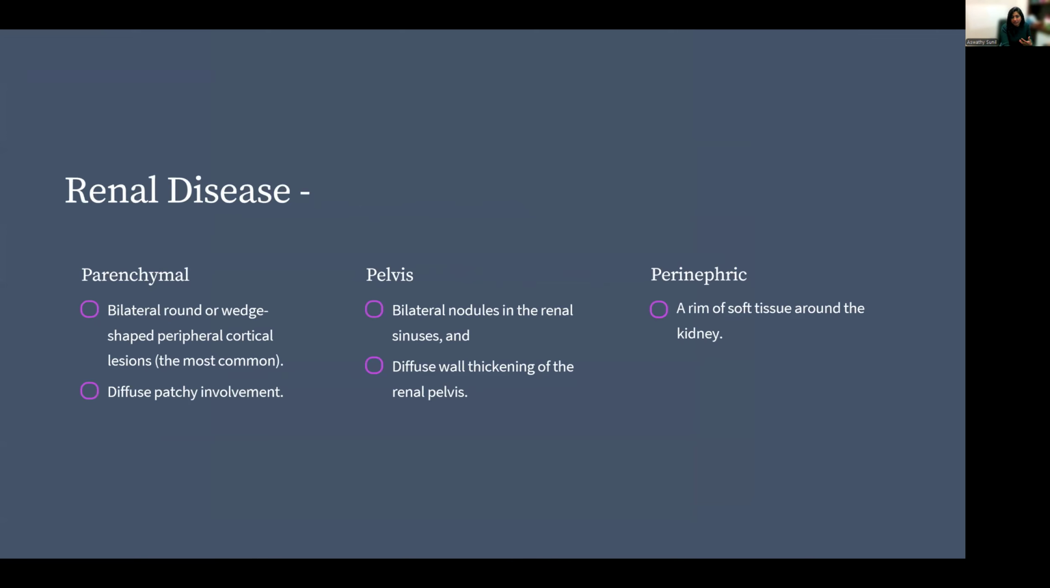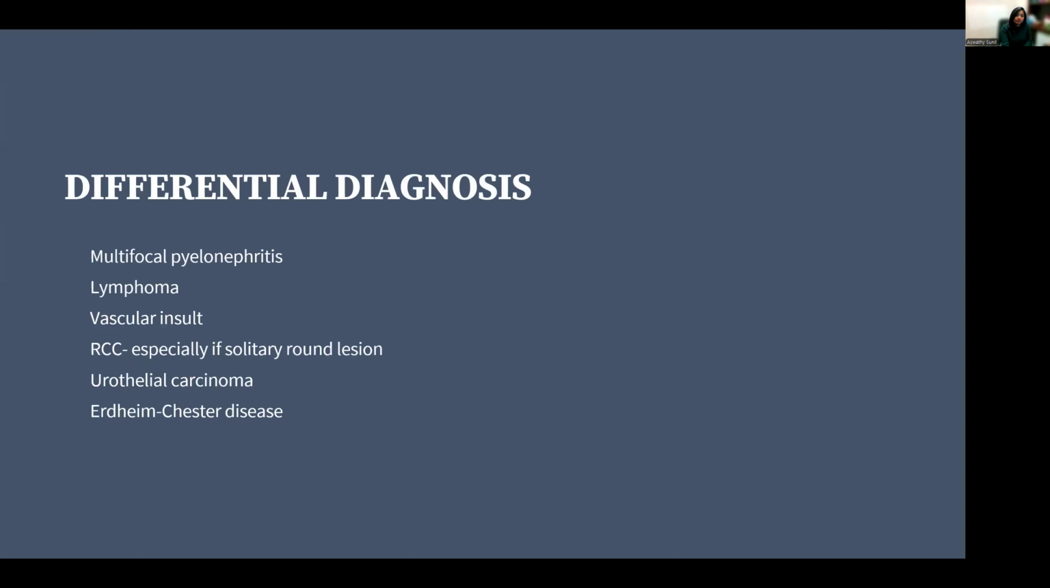It can be classified into 3 categories: parenchymal, pelvic, and perinephric disease. In parenchymal disease, usually you see bilateral round or wedge-shaped opacities, predominantly in the cortex, and this is the most common pattern. There can also be diffuse patchy involvement. In the pelvic form, you can see bilateral nodules in the renal sinuses or even diffuse wall thickening of the renal pelvis. In the perinephric form, a rim of soft tissue is seen around the kidney.